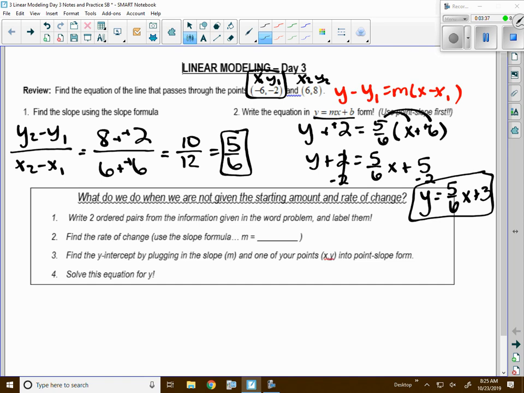All right, what do we do when we are not given the starting amount and the rate of change? So basically, the difference between yesterday and today. Yesterday, you were given the slope and the y-intercept. Today, you may be given the slope or you may have to find it, and then you're not going to be given the y-intercept, so you have to use point slope form to find that equation. All right, so first it says write your 2 ordered pairs from the word problem and label them, find the rate of change, and use your slope formula. So if you want to write it in right there, you can. Okay, then you're going to find your y-intercept, rewriting from point slope form into slope intercept form, and just solve for y. We're going to be doing this process a few times today, so you'll get used to it.